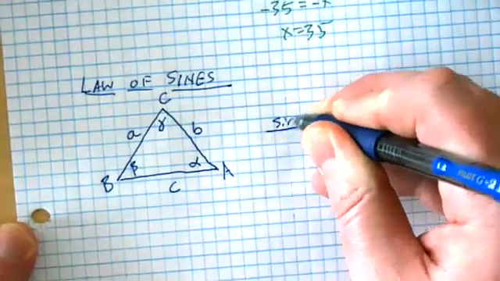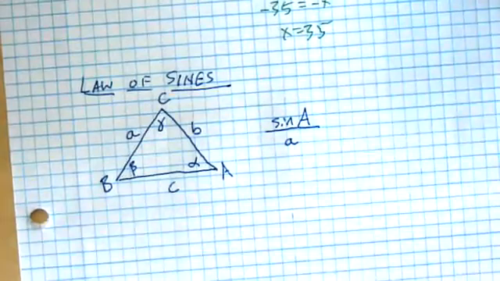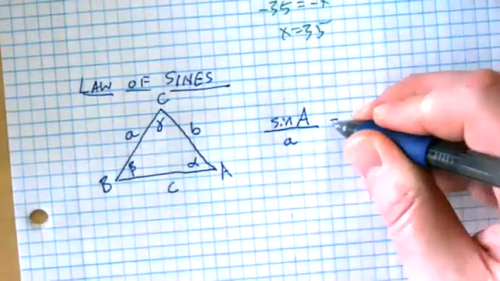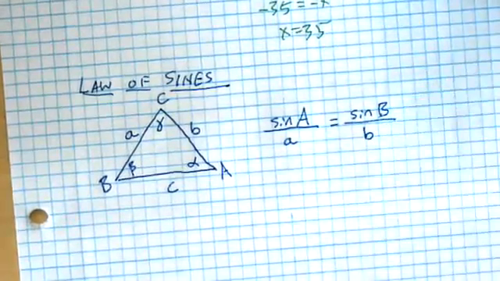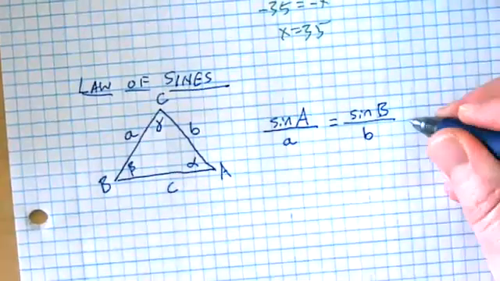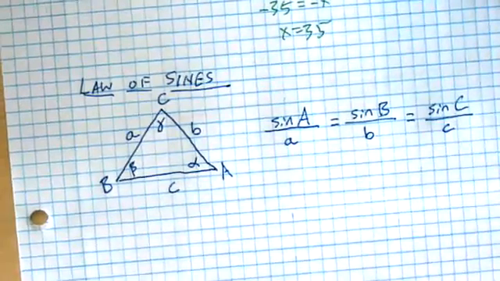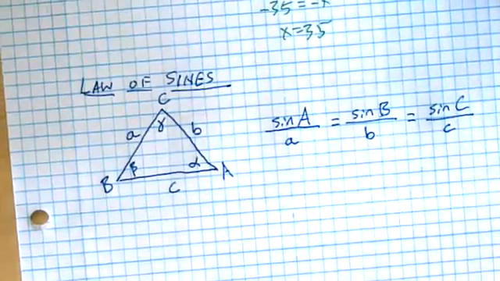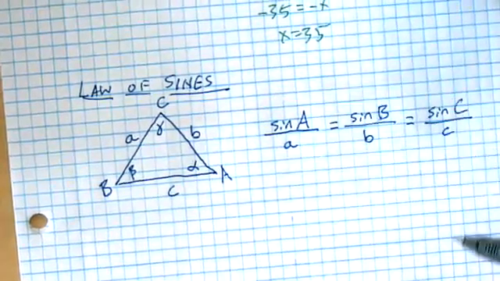The sine of angle A over little a, so that's the length of the side across from it, happens to be equal to the sine of angle B over side B, which also happens to be equal to the sine of angle C over side C. So in other words, the ratio of the sine of an angle and its opposite side is the same for every angle inside the triangle. And this is true for all triangles.